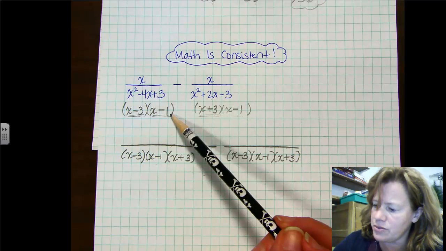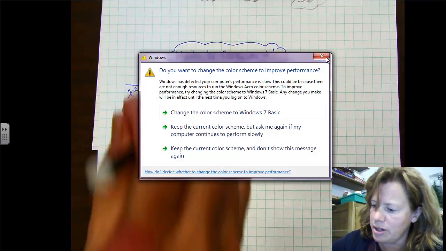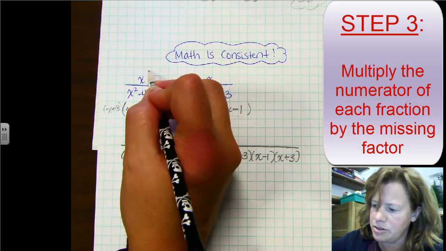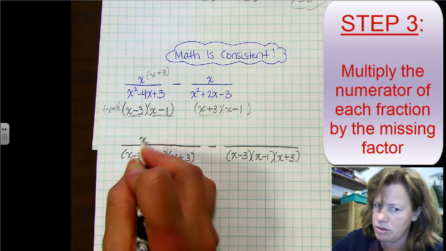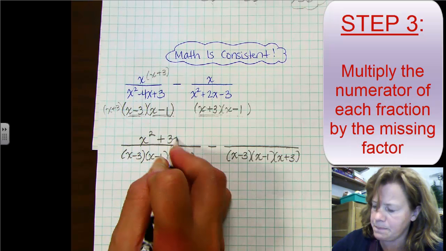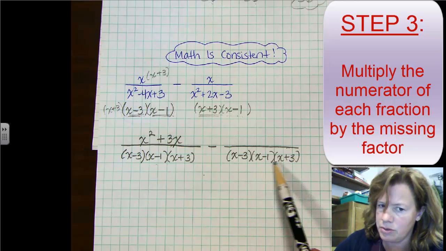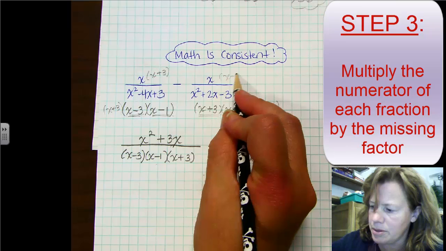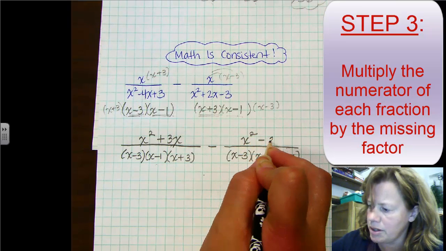Okay, well, I look at this fraction and I see that its denominator is missing x plus 3. So truly I multiplied this, x plus 3. What I do to the bottom, I do to the top. Distribute that through. X squared plus 3x. This fraction is missing the x minus 3 from the common denominator. What I do to the bottom, I do to the top. Multiply it through, and I get x squared minus 3x.